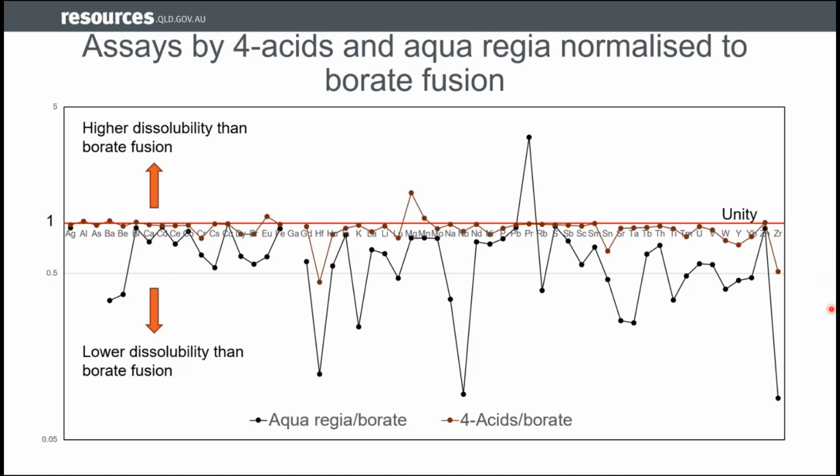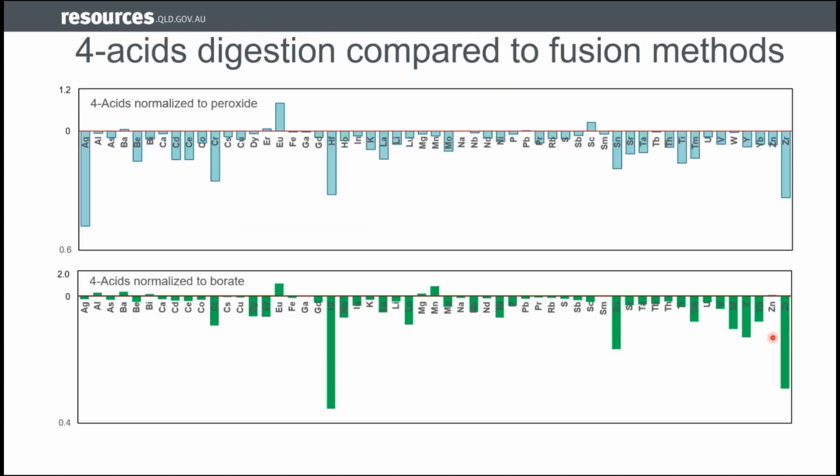The 4 acids are much better. It fits better. So we know 4 acids is closest to reality. And what I did is I normalized the 4 acids results against the peroxide at the top, and the borate itself at the bottom. Those below the parity lines show that this is incomplete digestion.